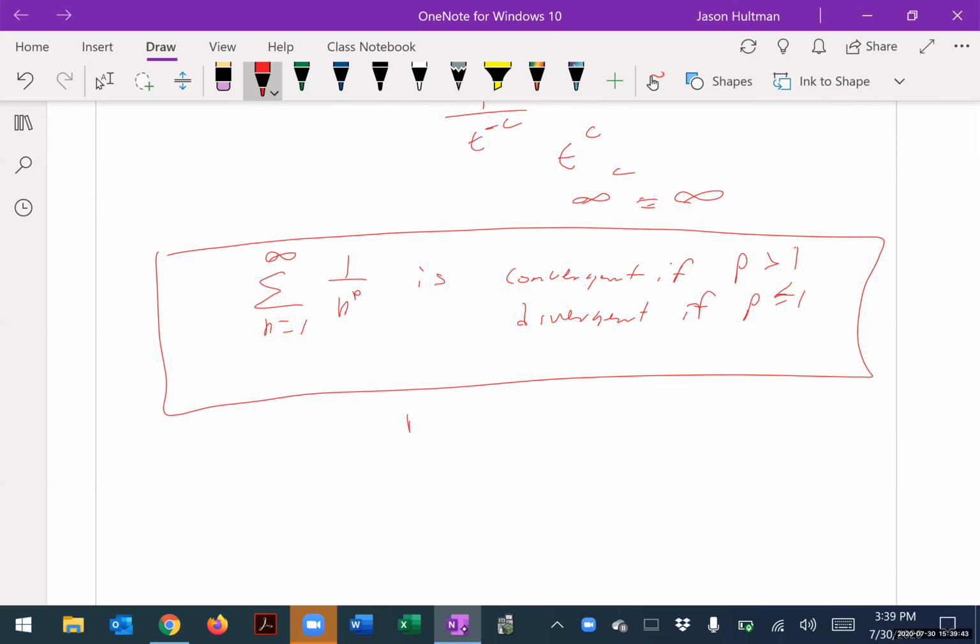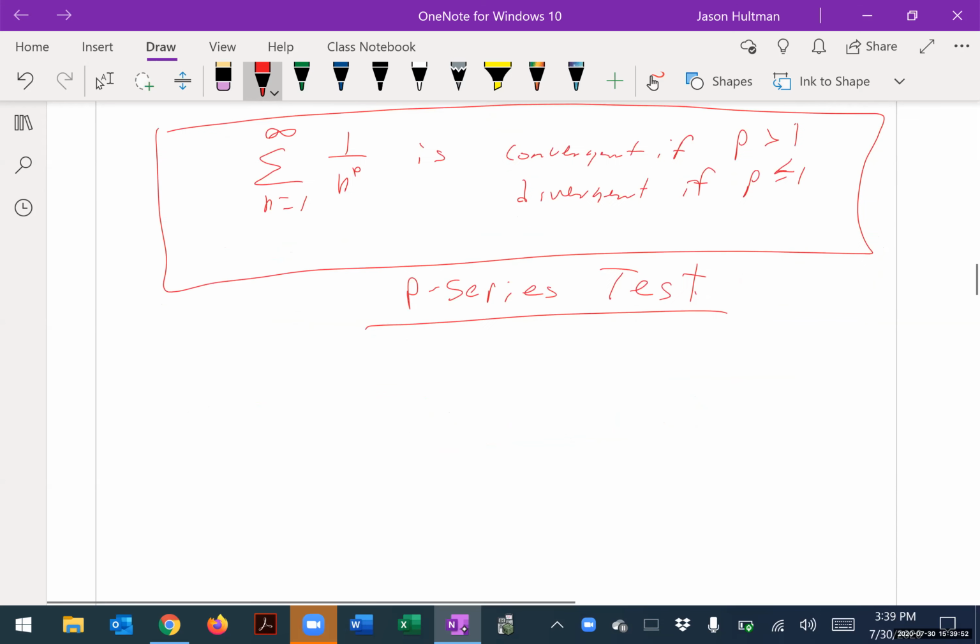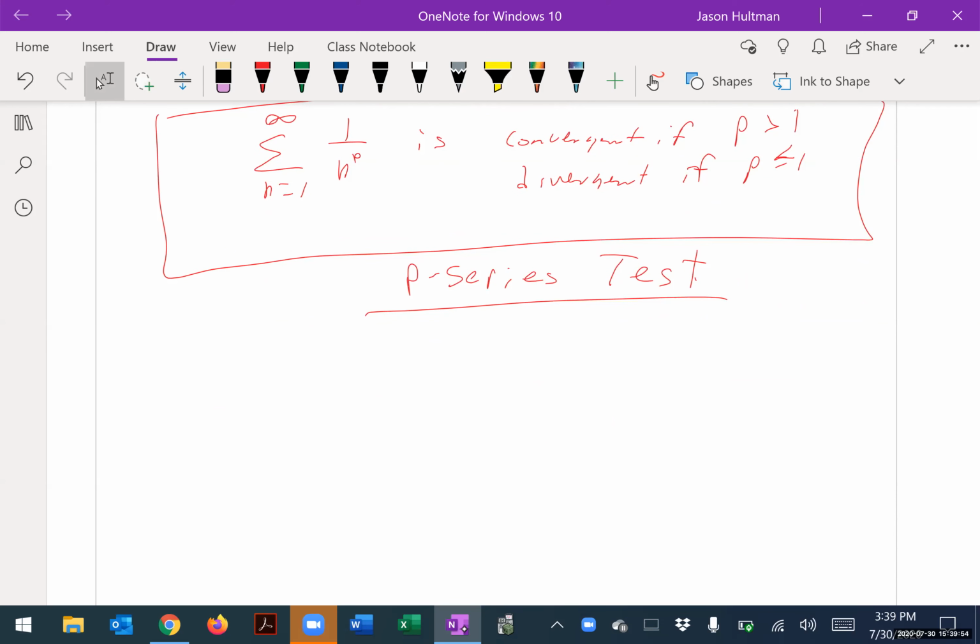And so this is called the p-series test. We can just look at the p-series and say, I know if it converges or diverges based on what p is. For example, let's use the p-series test on this guy.